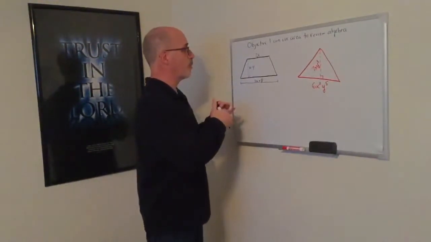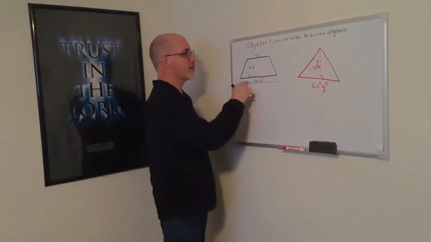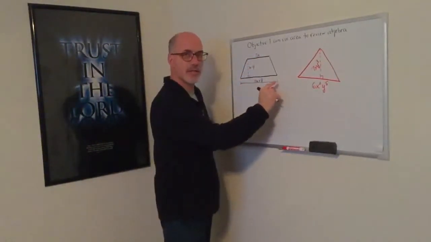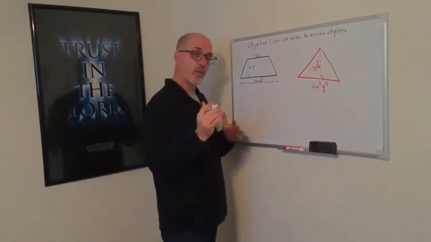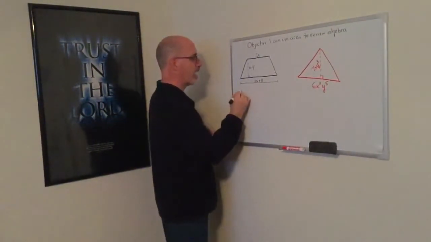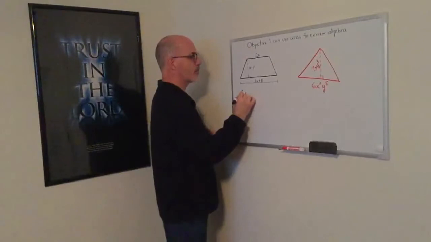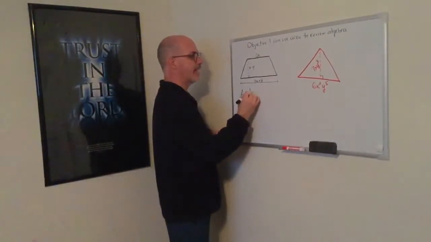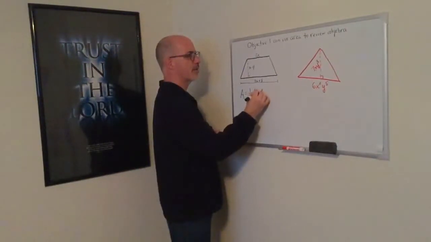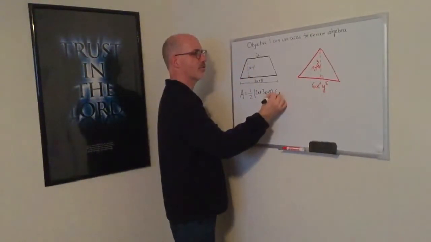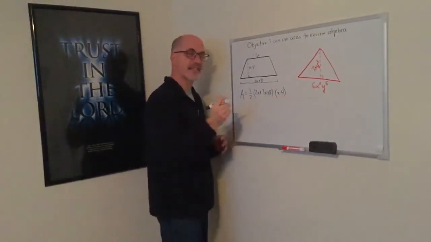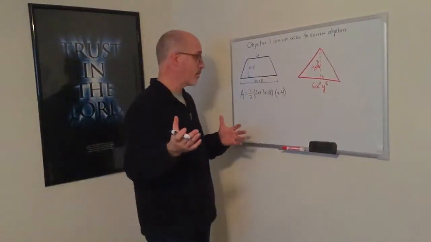To do this, we want to take the two bases, which are 2x and 3x plus 8, and the height, which is x minus 4. Remember, our area of a trapezoid is 1/2 times the sum of the bases, so 2x plus 3x plus 8, times the height, which is x minus 4. Hopefully you got that set up, because that's the formula that we use.